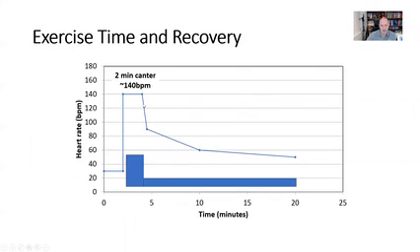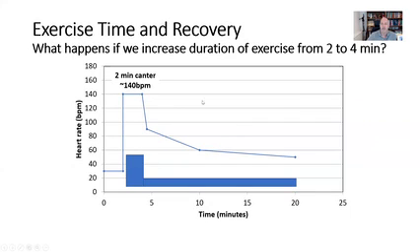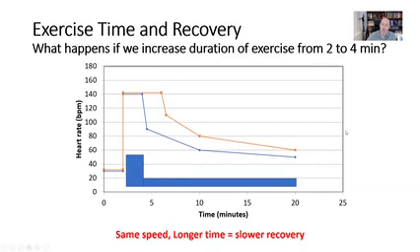So here we've got this horse, which hasn't been particularly stressed. At 1 minute, we're already down to a heart rate of 90. What happens if we increase the duration of exercise from 2 to 4 minutes? What would we expect that to do to the heart rate? Well, we're working at the same heart rate, but for longer, so we might get a slower recovery. So same speed, same intensity, but for a longer time should mean that we get a slower recovery.